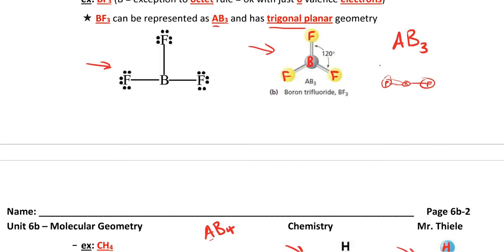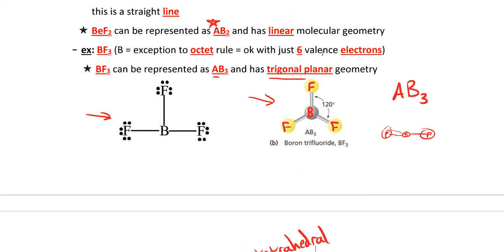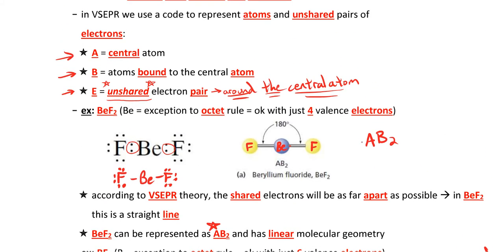And if we go back up, everything that has AB4 is equal to tetrahedral. So based on Lewis structures, we can code our molecules with this ABE language, and then we can assign them a geometry or a shape. So AB3 is always going to be trigonal planar. And then we go back up, AB2 is always going to be linear.